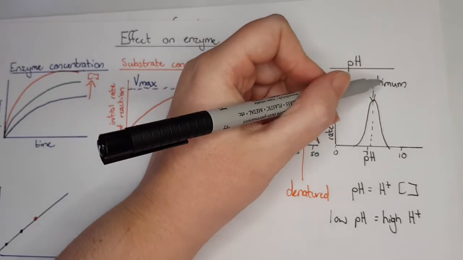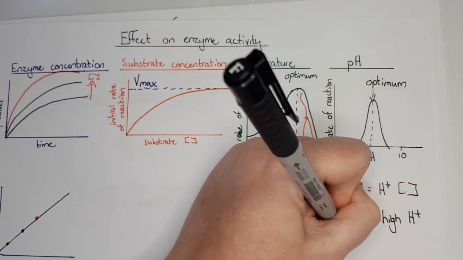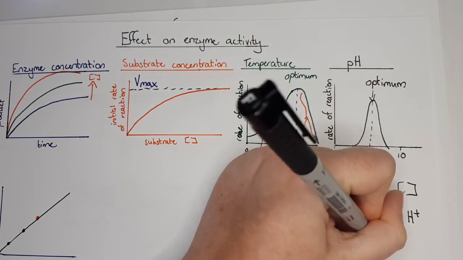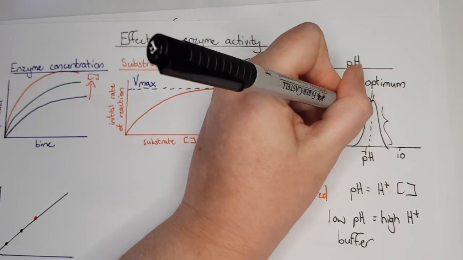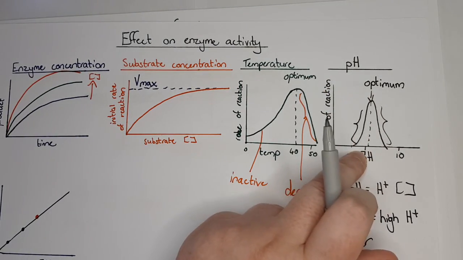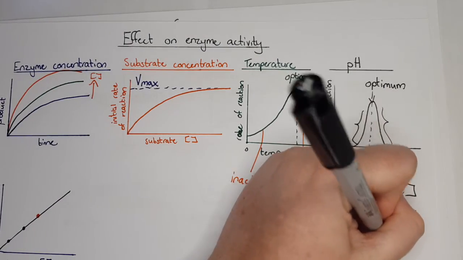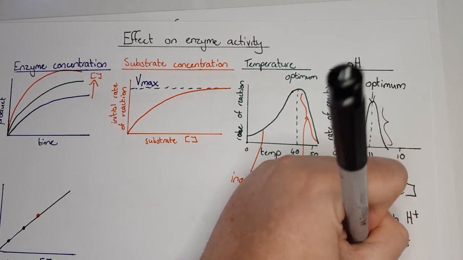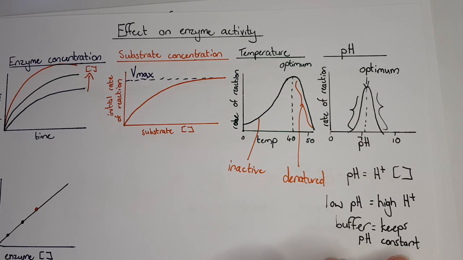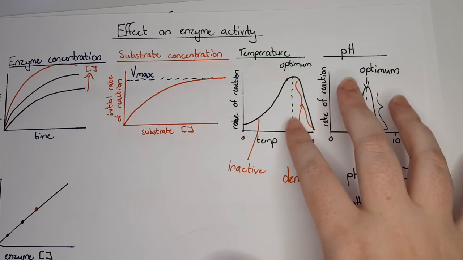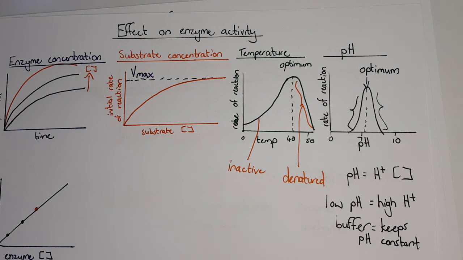So what we need at an optimum pH is a substance called a buffer. And a buffer will keep the pH there so that we do not have this denaturing as we change pHs. So a buffer keeps the pH constant to help our enzymes work correctly, because there's a very, very narrow range around pH where our enzyme is going to stop working. So those are all the different effects that we can have on enzyme activity.